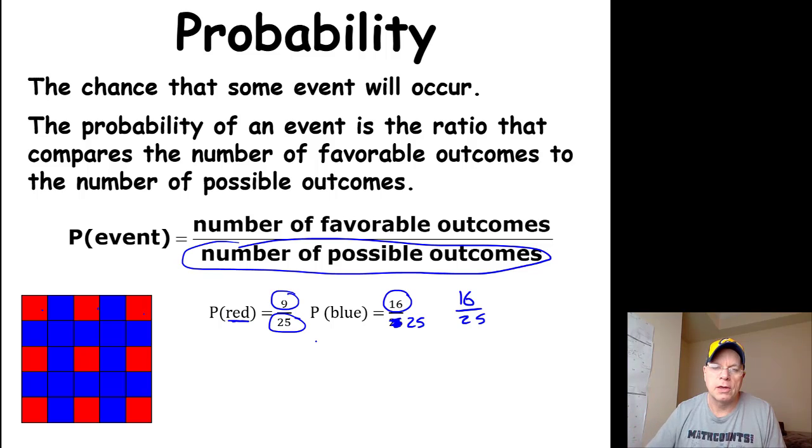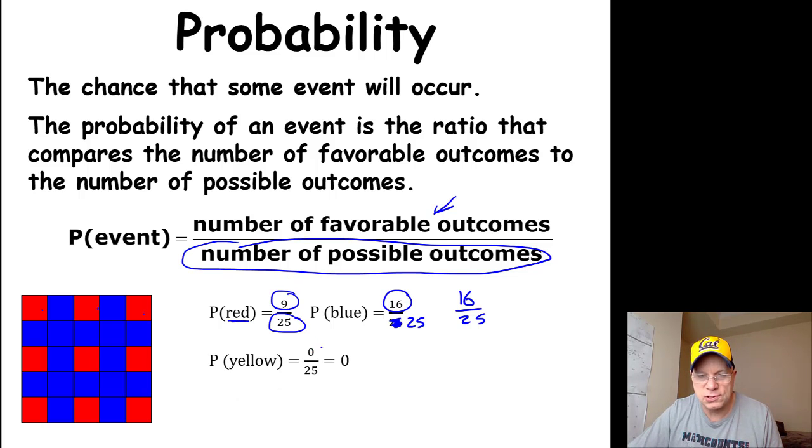Favorable to possible, which explains why we can't have a probability less than 0, because the least number of favorable outcomes you could have is 0. And you also can't have a probability greater than 1 because you cannot have more favorable outcomes than you have possible outcomes. If I have 25 places for this to land, I can't have more than 25 of them that are red or blue or any other color. I'm limited to 25. So between impossible and certain, 0 to 1 is your range for probabilities.